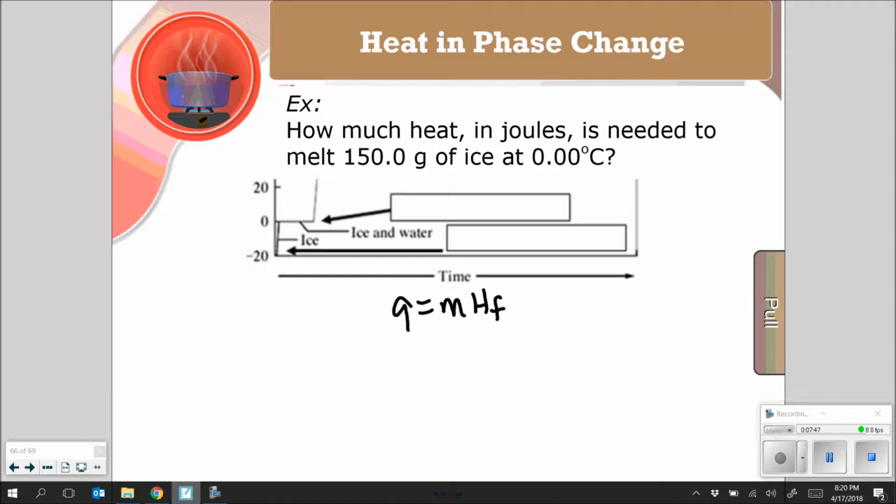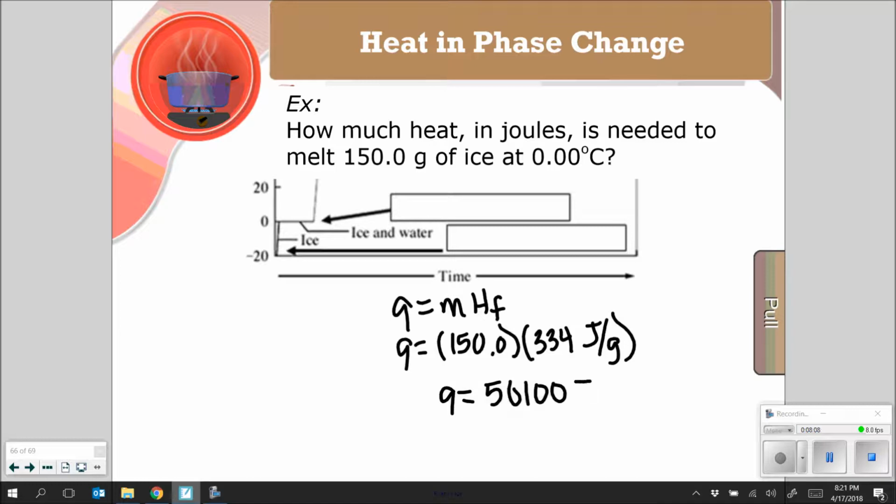And so my Q value is going to be equal to 150.0 times my molar heat of fusion, which we said on the previous slide and on your reference sheet is 334 joules per gram. And my Q value overall is going to be this value with 3 significant digits. So that is how much heat is required to melt 150 grams of ice.